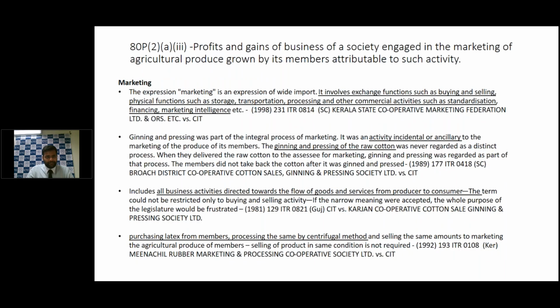The next subclause, 80P(2)(a)(iii), deals with profits and gains of business of a society engaged in marketing of agricultural produce grown by its members, which is attributable to such activity.